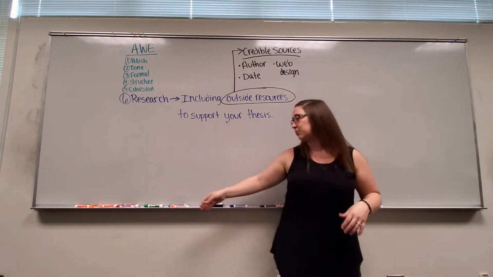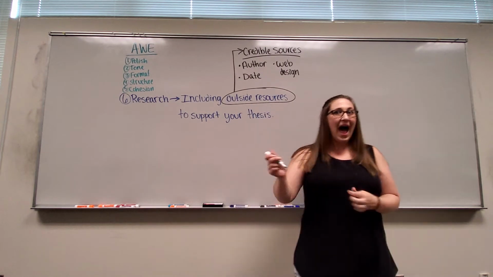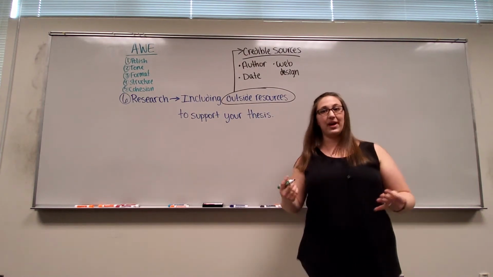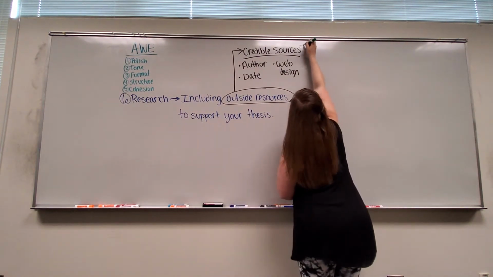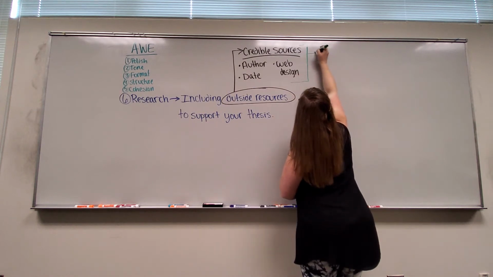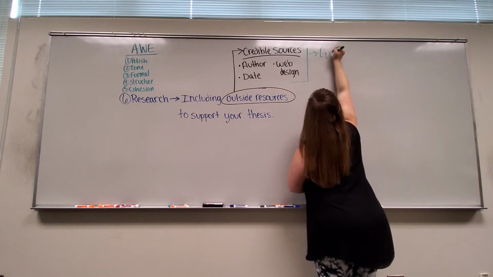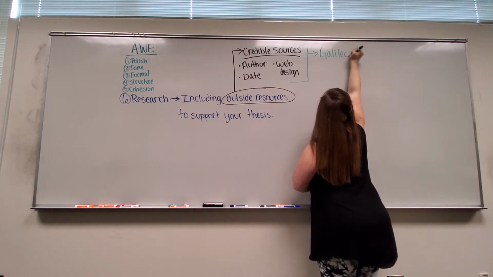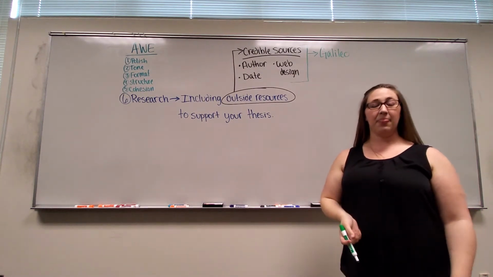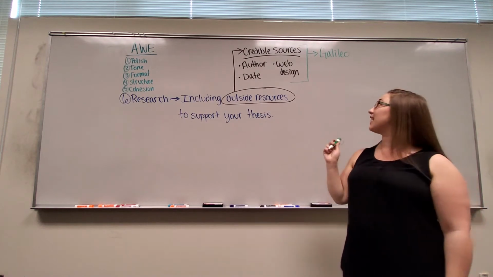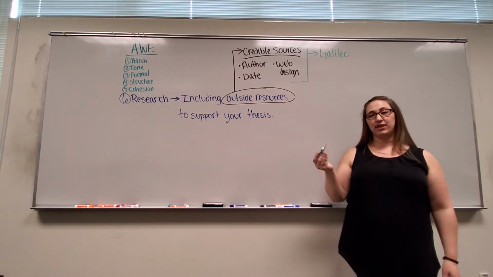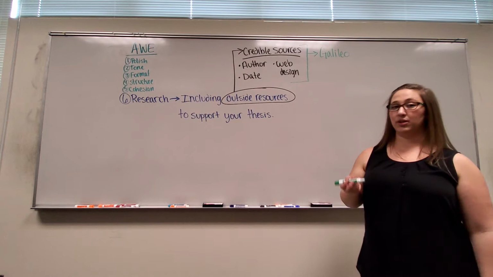But when it comes to breaking down these sources, how do we start finding them? Where do we go? Well, when it comes to finding credible sources, one place that you will always find a credible source is going to be Galileo. There's a link in Blackboard for you to access, as well as on our library website. Just sign in with your school information.